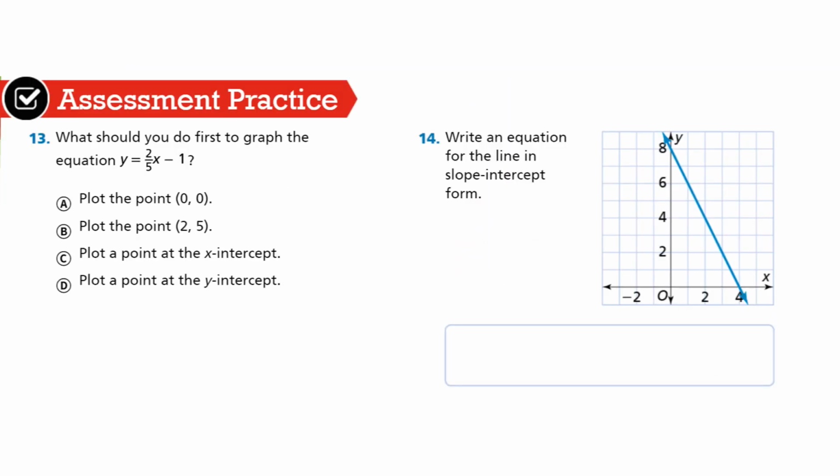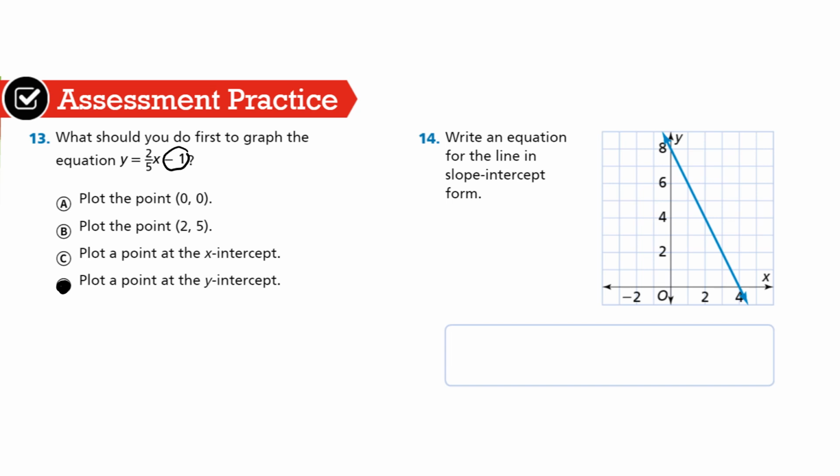Number 13, what should you do first to graph the equation y equals 2/5 x minus 1? The first thing we do is graph the y-intercept. So answer D, plot a point at the y-intercept. -1 is our first step.